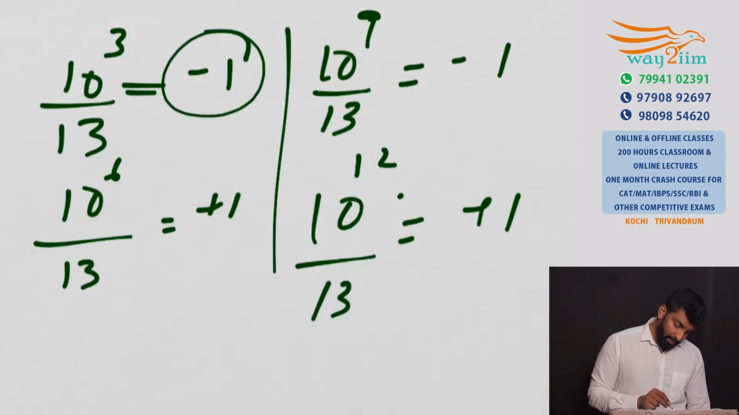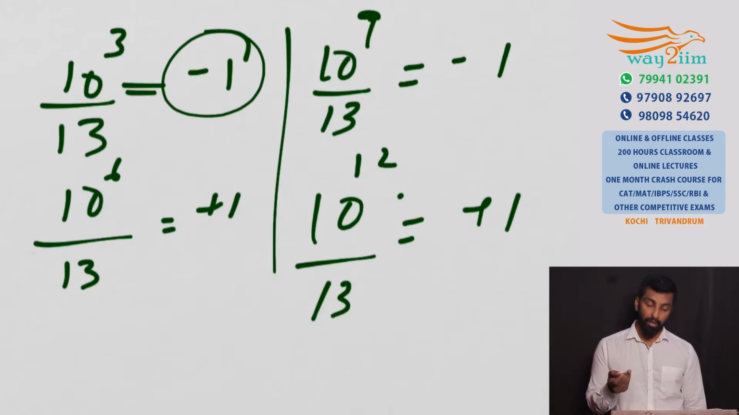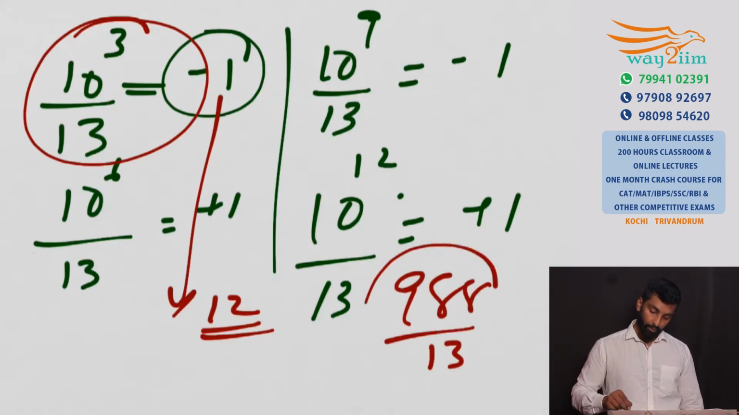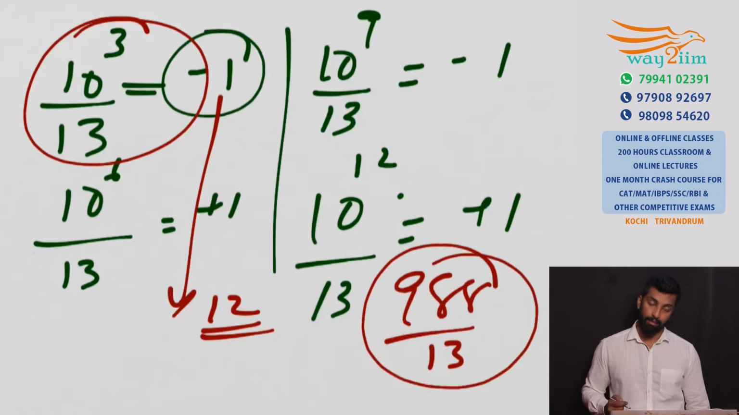Now what do you mean by this minus 1? There is no point of a minus remainder, right? So what does it mean? Minus 1 means basically you subtract 1 from 13. You actually get 12 as the remainder. That means 988 is divisible by 13, and what is left out is 12. That's why you are writing it as minus 1.